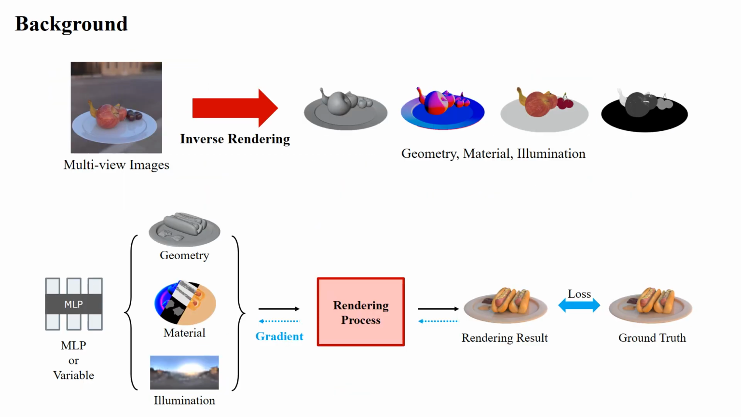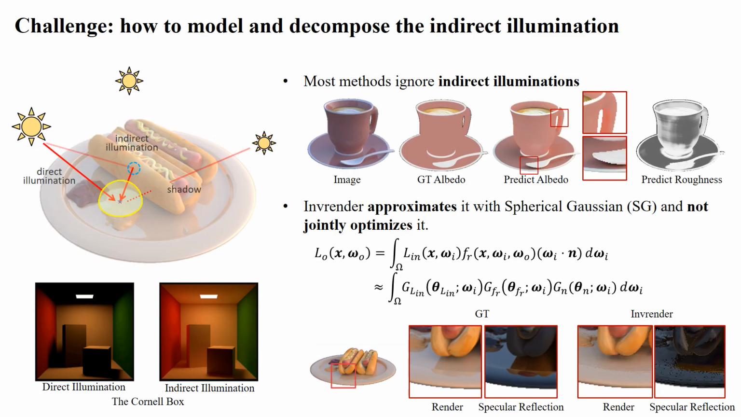Our goal is to estimate geometry, materials, and illumination from multi-view RGB images. To achieve this goal, many methods represent geometry and materials as neural implicit fields, and recover them in an analysis by synthesis manner. However, how to decompose the indirect illumination from materials is still challenging.